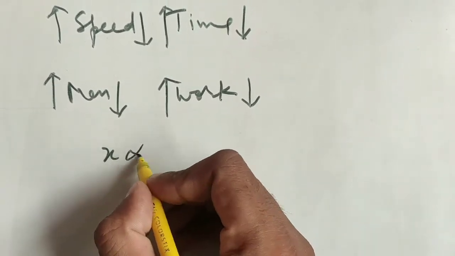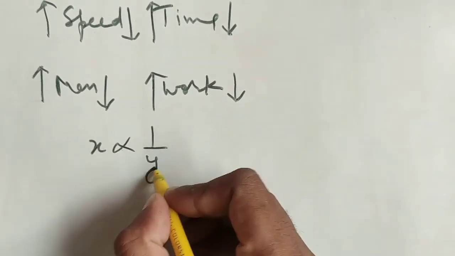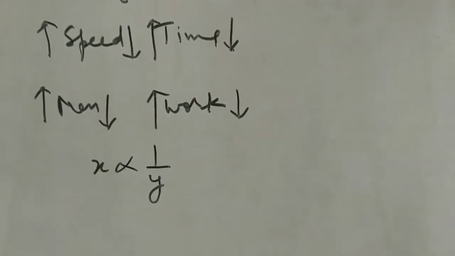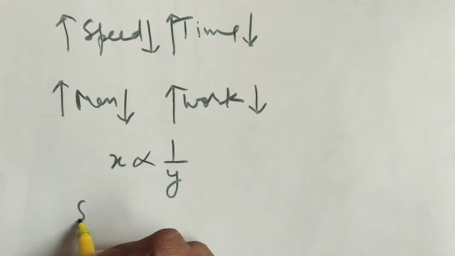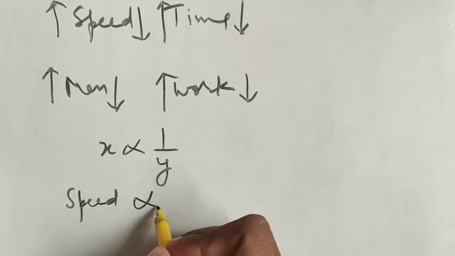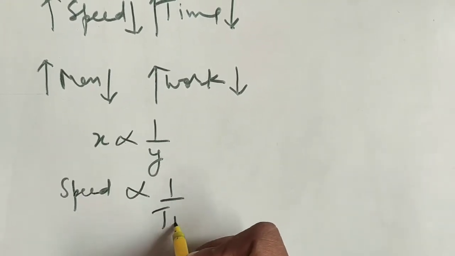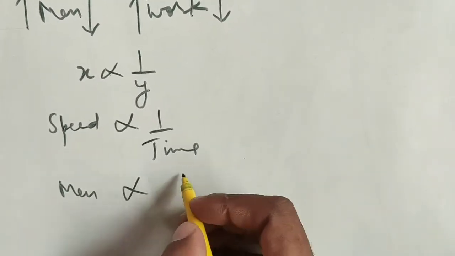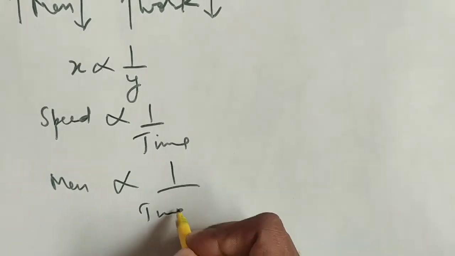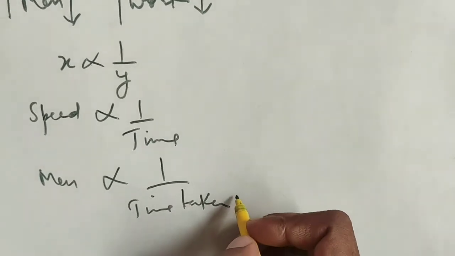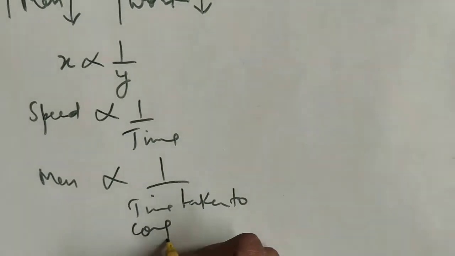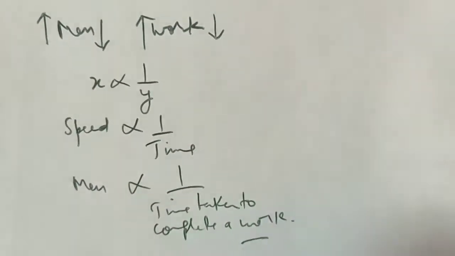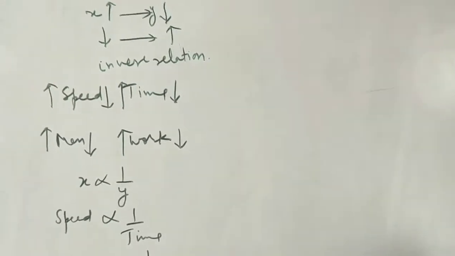It is represented like this: we say x is inversely proportional to y. Inverse relation is there, so x is inversely proportional to y. Or you can also say that speed is inversely proportional to time. Similarly, the number of men is inversely proportional to the time taken to complete a work. So there is an inverse relation between them.